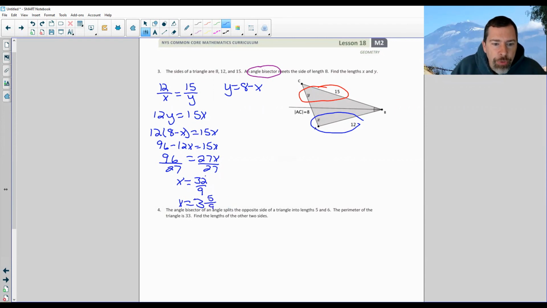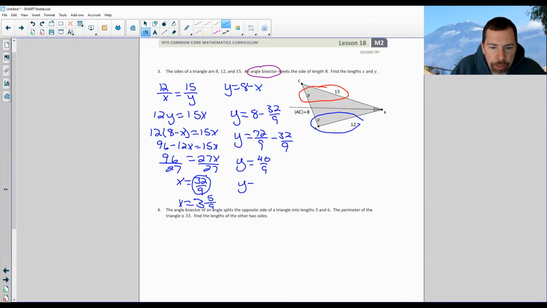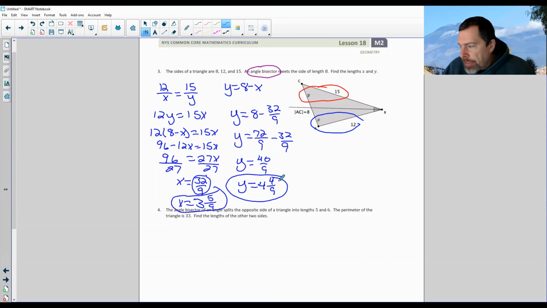Okay, but I'm going to use this value to find y. So y equals 8 minus 32 over 9. Multiply 8 by 9. Okay, 9 times 8 is 72 over 9 minus 32 over 9. And y is going to be 72 minus 32, which is 40 over 9. And when I don't want it improper, 9 times 4 is 36, remainder of 4. So x is 3 and 5 ninths, and y is 4 and 4 ninths.